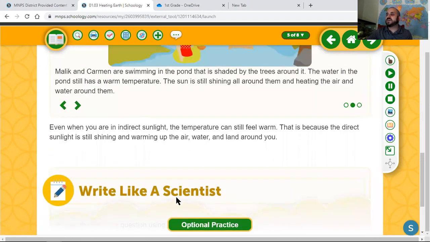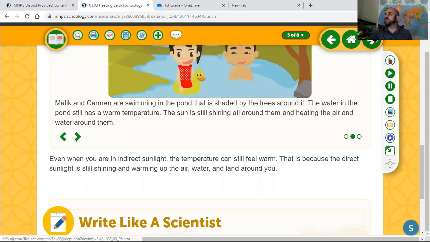Okay, here's an optional write like a scientist practice. Your teacher will let you know.